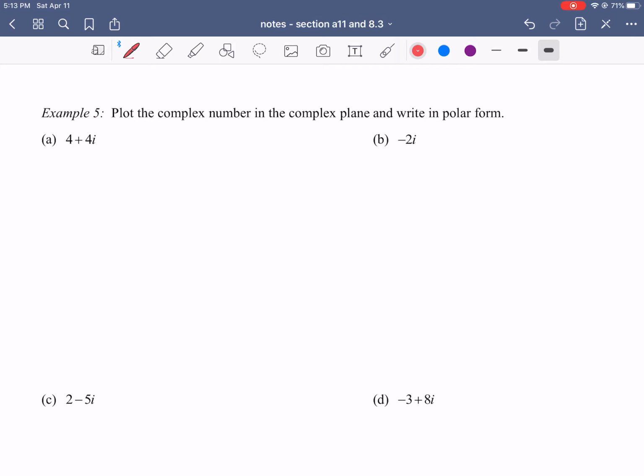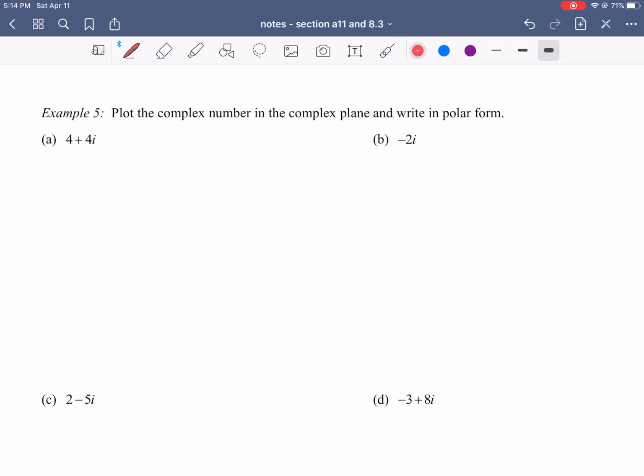Okay, example 5 will get us into the beginning part of section 8.3. And so what we're going to do here is take this complex number, plot the number in the complex plane, which I'm going to explain here in just a minute, and then write it in polar form.